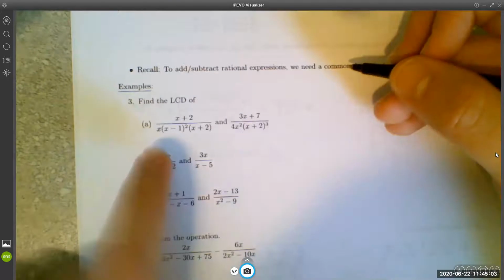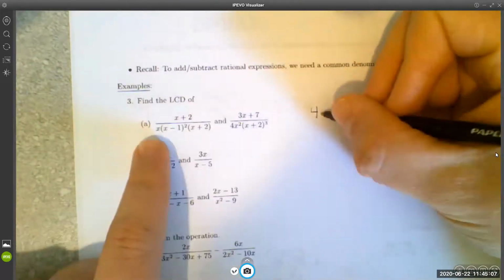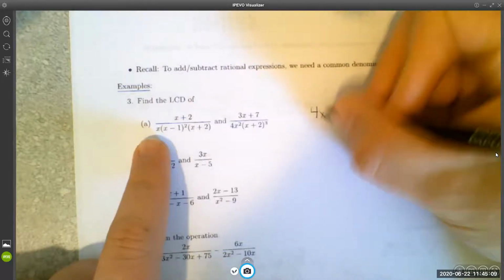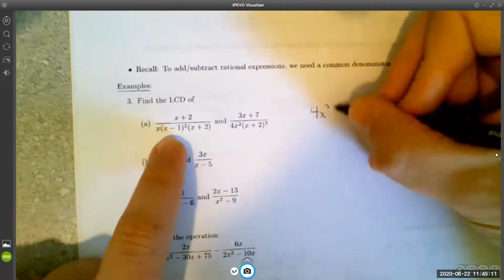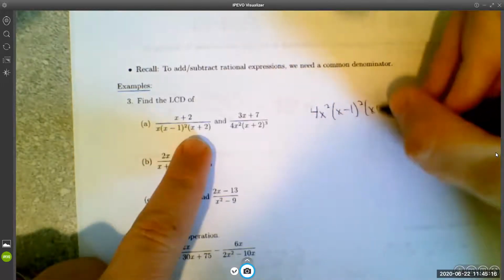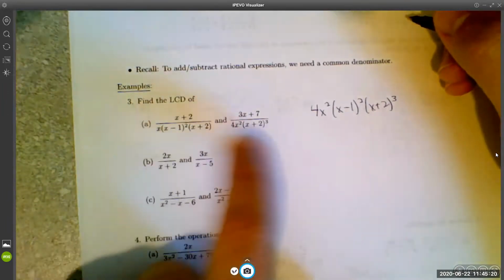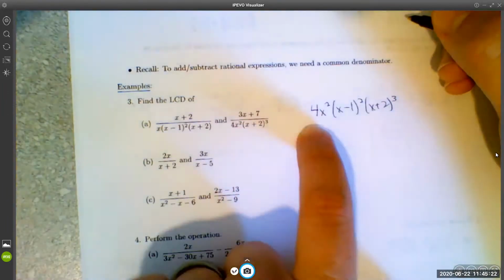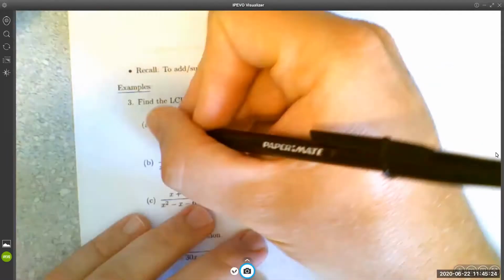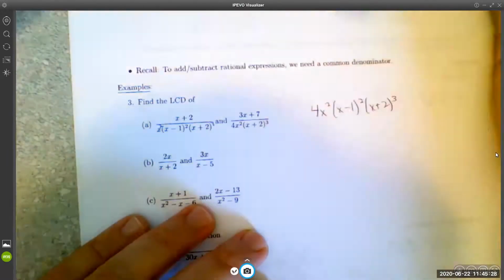So I'm thinking the LCD is going to be 4 times x squared. And then I'm going to have the x minus 1 squared. And then the x plus 2 cubed, right? I can force both of these denominators to be this new denominator. Here I have to multiply by another x.